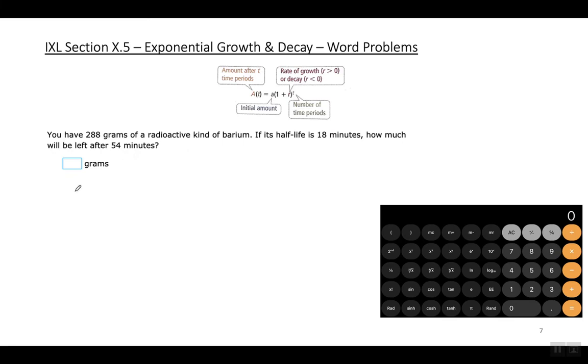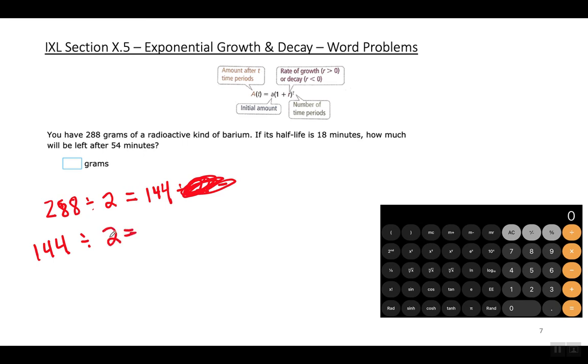The first way you could do it is you start with 288. After 18 minutes, you're going to have half of this left, which will be 144. After 18 minutes more, you're going to have half of that left, which will be 72. And after 18 minutes more, you're going to have half of this left, which will be 36. That's my answer, 36.